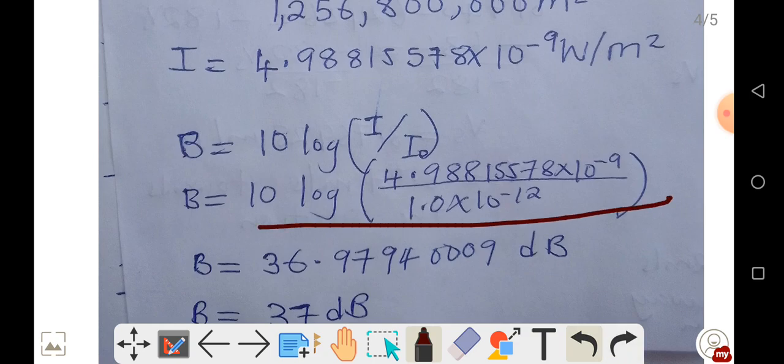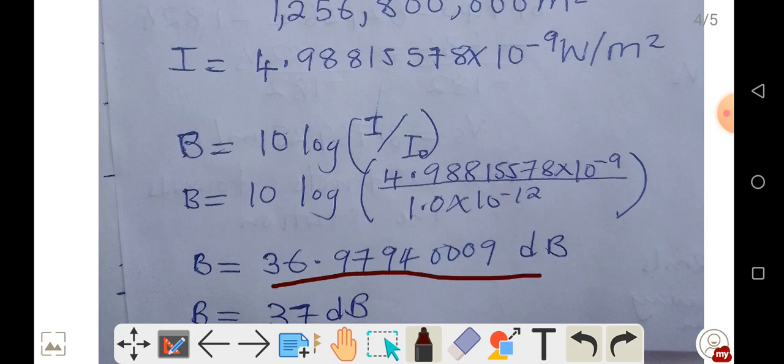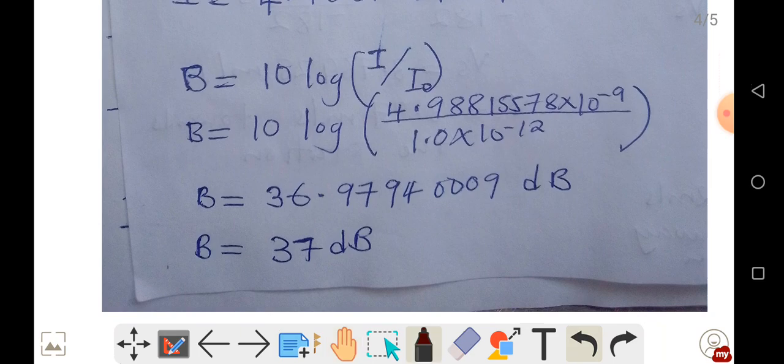So when we punch this on a calculator, we get the decibel level or intensity level to be 36.9794009 decibels. This can be written to 2 significant figures, and we get 37 decibels. So this is the intensity level detected at 10 kilometers from the sound source. As we have mentioned earlier, intensity level is just the same as decibel level. So this is what they required us to do.